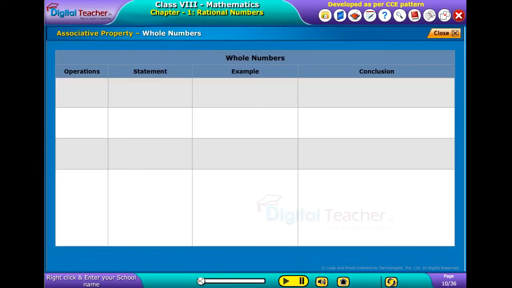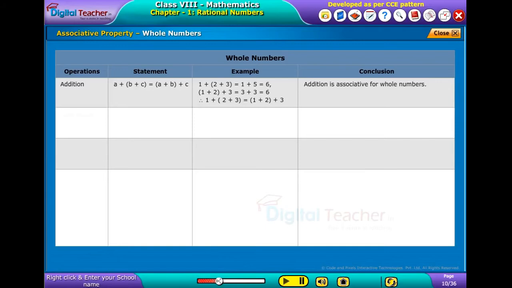Let us see the associative property of operations on whole numbers. Under addition operation, it states that the sum of three whole numbers remains the same if the order in which their sum is taken is changed. For example, 1 plus 2 plus 3 is the same even if there is a change in their grouping. It concludes that addition is associative for whole numbers.